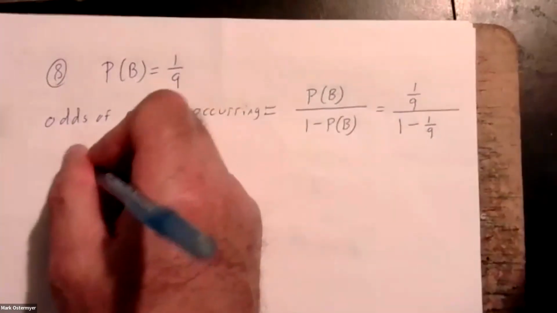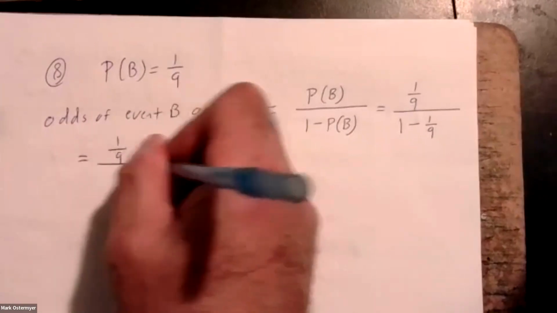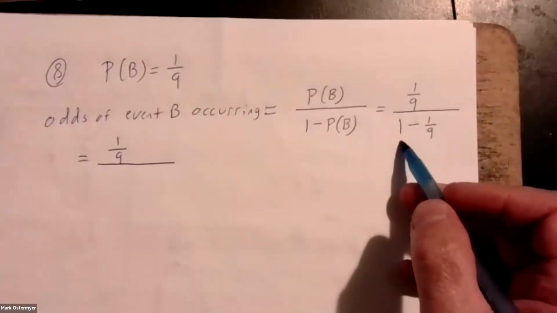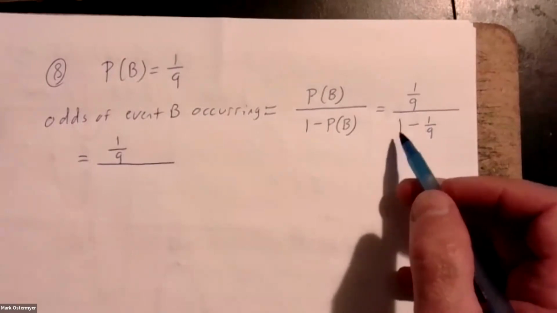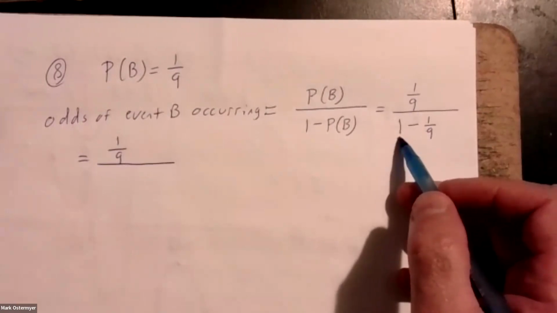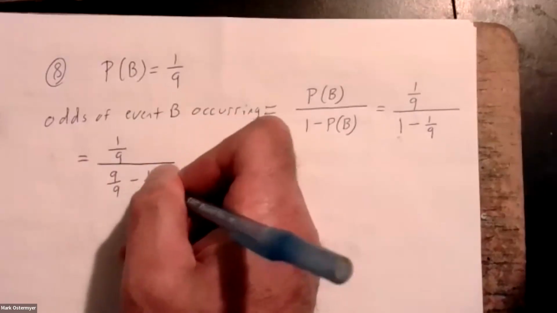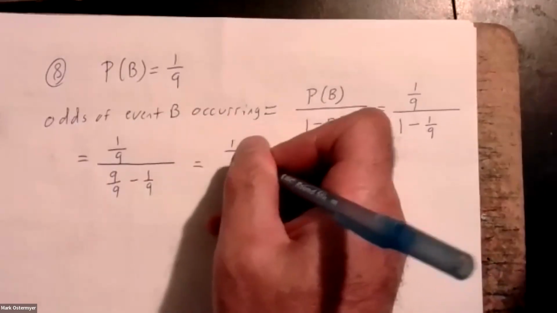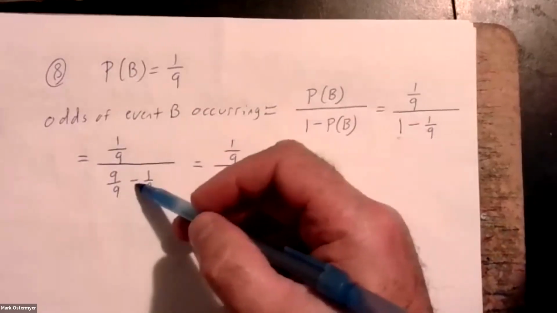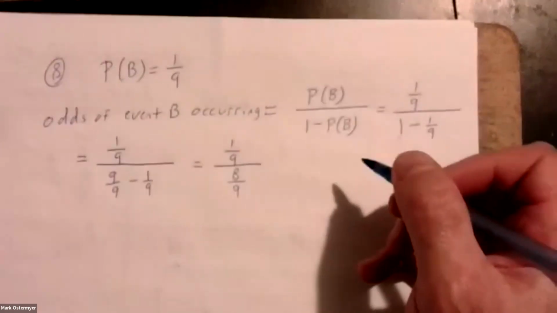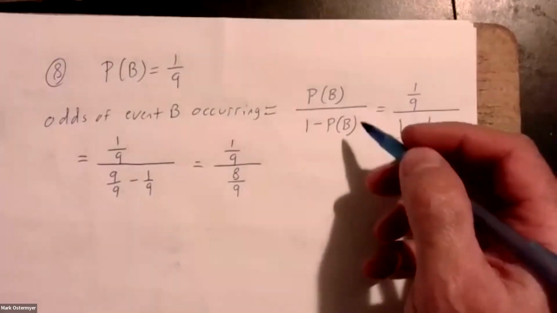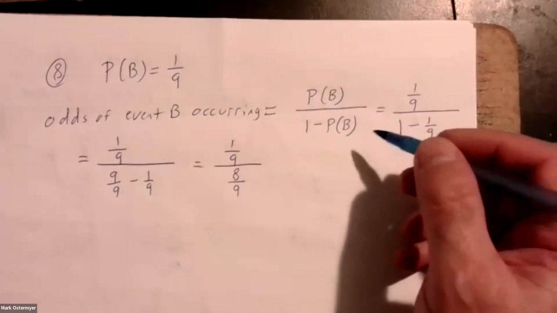All right, so this is 1/9. What's another name for 1, if I am to subtract 1/9 from it? 9/9. Yep, why not call it 9/9? Therefore, we have 1/9 over what? What's 9/9 minus 1/9? 8/9. So, ladies and gentlemen, how does this simplify? 1/9 divided by 8/9. What shortcut can I take? Anybody remember?